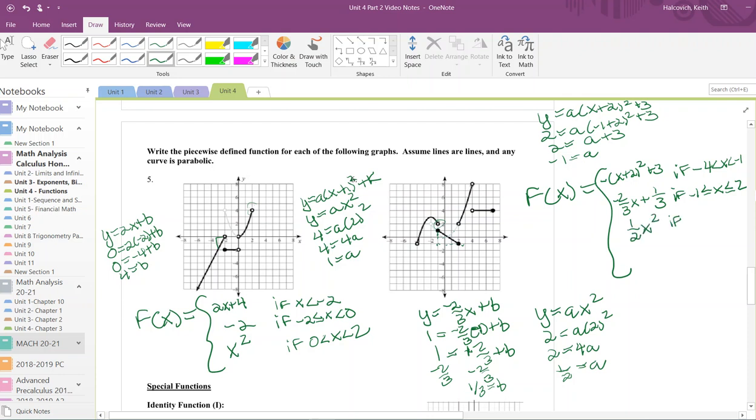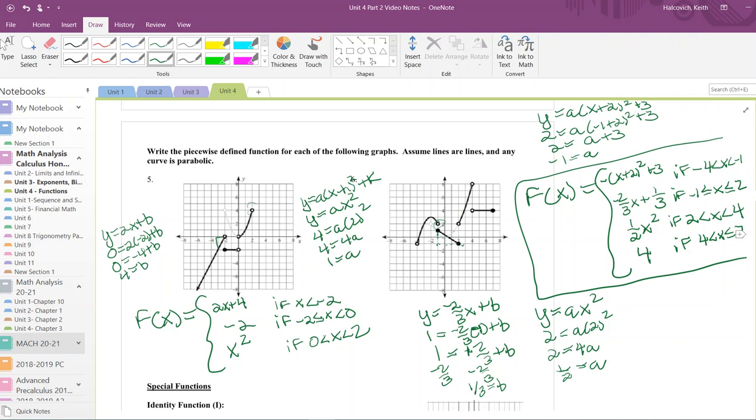And this is when x is between 2 and 4. And then finally, it's a horizontal line when it's between 4 and 7. And that horizontal line is y equals 4. So there is your piecewise definition for number 6.